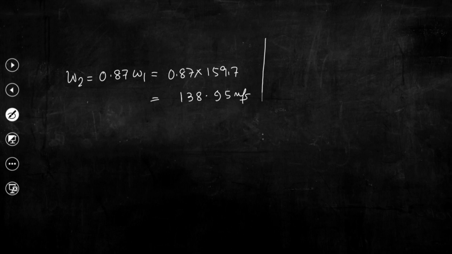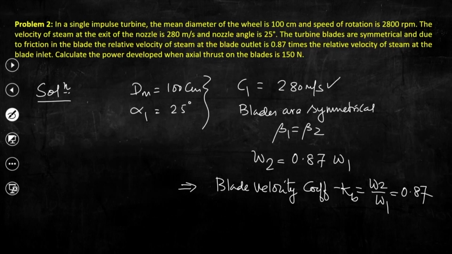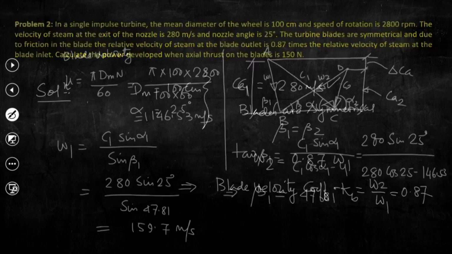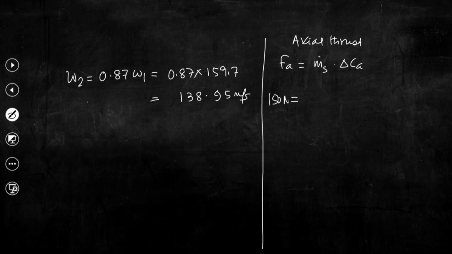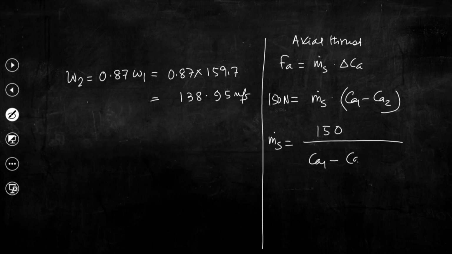Question is, if we go to the problem statement again, calculate the power developed when axial thrust on the blades is 150 Newton. That means axial thrust Fa, that is m dot s into delta Ca. So, this is the axial thrust. So, this is equal to 150 Newton, that is equal to m dot s into Ca1 minus Ca2, right. So, what is Ca1 minus Ca2? We can calculate m dot s, that is 150 divided by Ca1 minus Ca2.